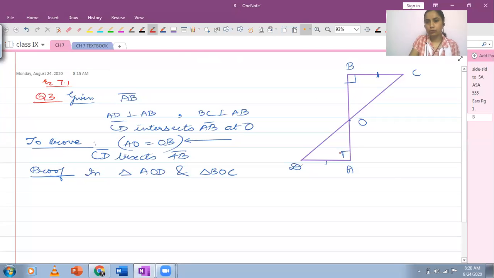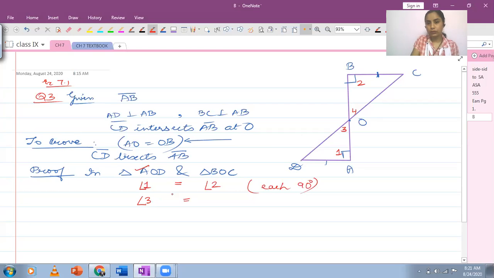And I'm going to just mark the angles here, which I'm going to take. Let's mark this as number 1 and number 2. This one as 3 and 4. So angle 1 from the first triangle, in triangle AOD, the one I've written over here, is equal to angle 2 of the second triangle. And the reason they are equal is because each of them measures 90 degrees.